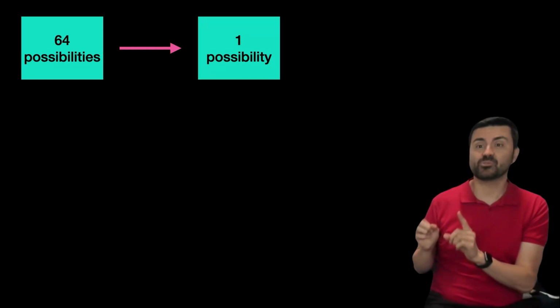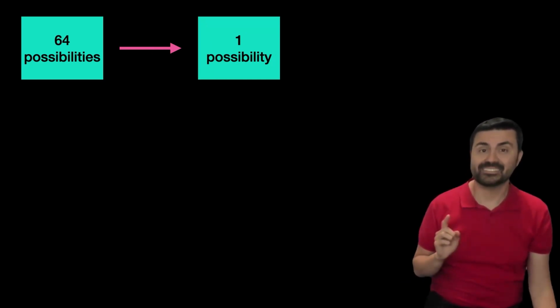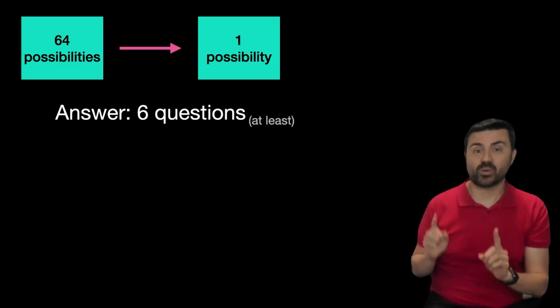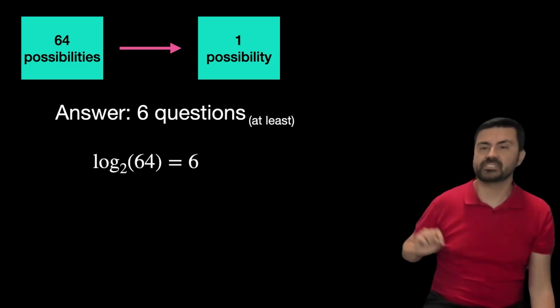So let me recap a little bit. If I have 64 possibilities, for example, and I want to bring it down to 1 possibility using yes/no questions, the best I can do is 6 questions, if I'm lucky. I can't do it in less, on average, because the logarithm base 2 of 64 is 6. But now, here's a question for you.